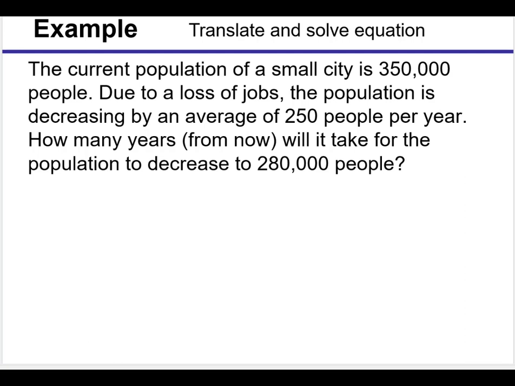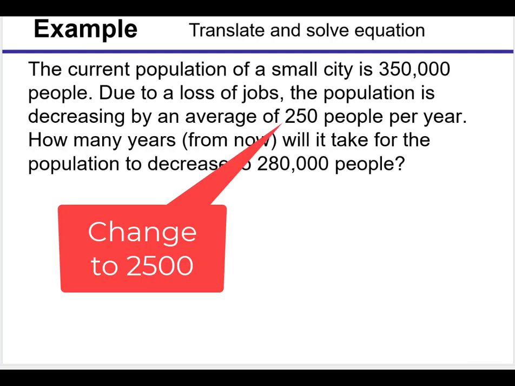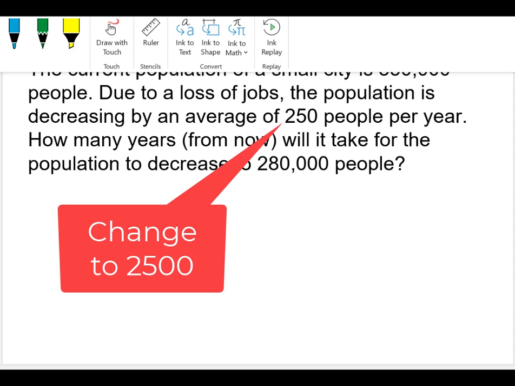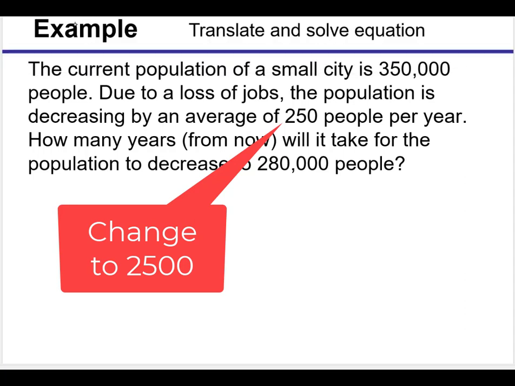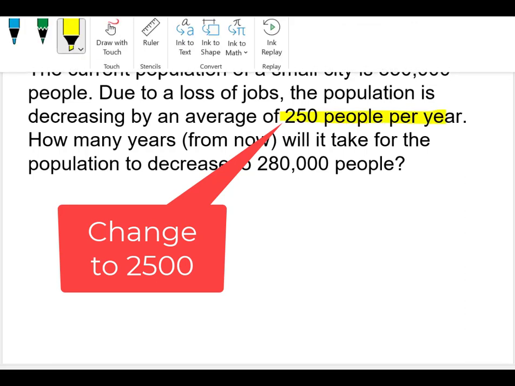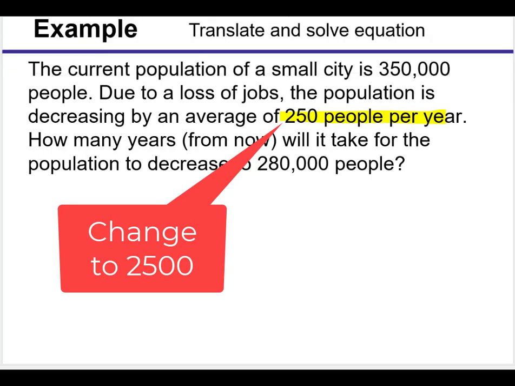Now, I just made up the numbers for this problem, and the numbers are a little bit unusual. So I want to make a change in the problem just to make it a little bit more realistic. I have this number 250 people per year, and I want you to change that. So go ahead and scratch it out in your notes. Well, it's not even a scratch out. I just add another 0. So now we have 2,500 people a year are leaving.